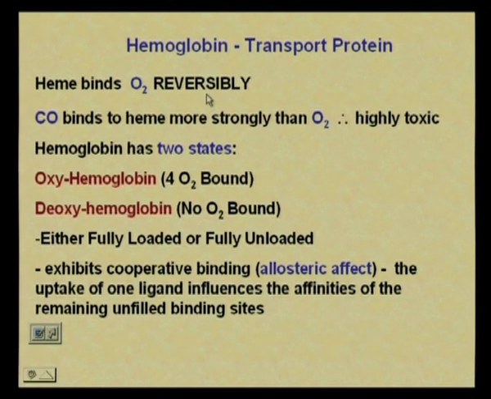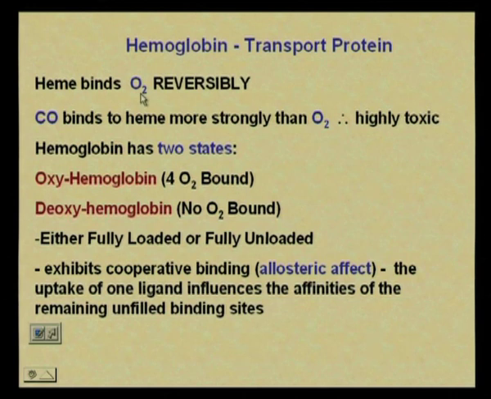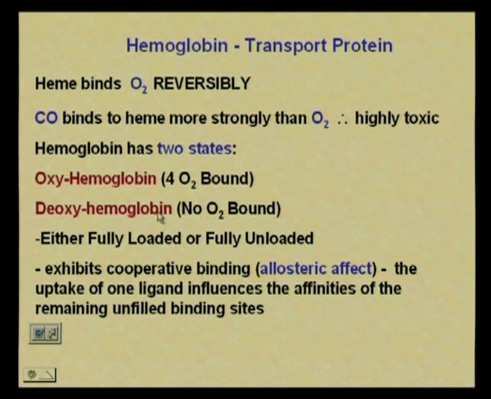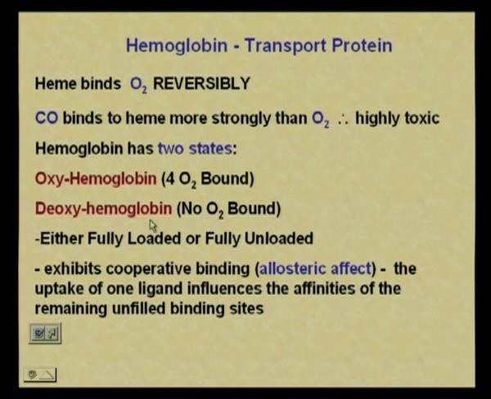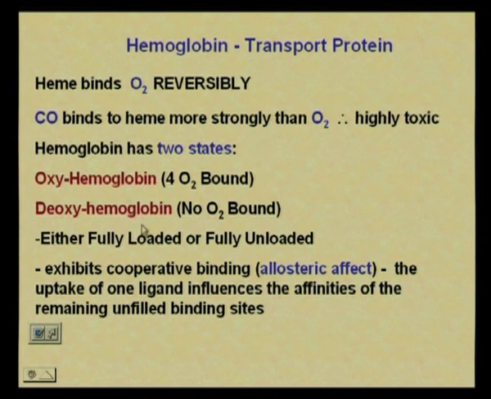So, what we have is a reversible binding of oxygen to give 4 oxygen bound in what is called oxyhemoglobin. No oxygen bound is deoxyhemoglobin. So, we would have deoxyhemoglobin at a low pressure of oxygen. We would have oxyhemoglobin at a high partial pressure of oxygen, and we have an all or none situation where it is either oxy or deoxy and it exhibits cooperative binding.